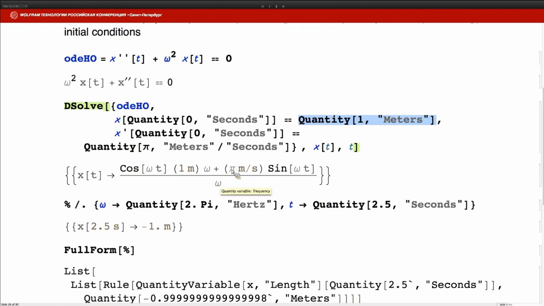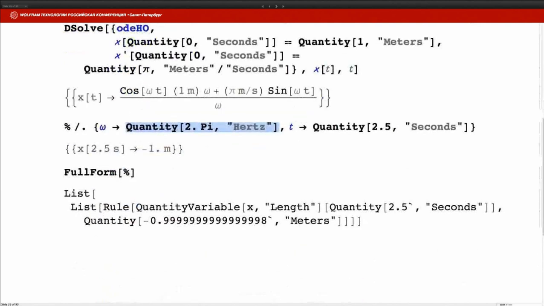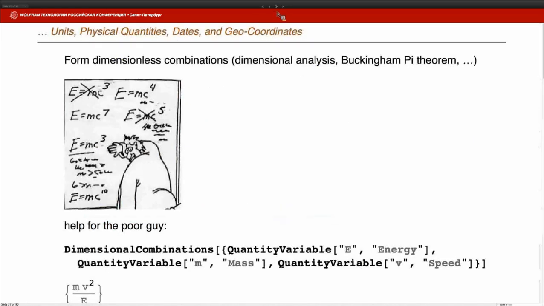And I can actually solve this, and I get a very nice result, fully dimensioned, and say I then plug in a concrete value for the frequency and for the time, and I get an explicit result directly in meters. So that's a very nice functionality, and you see there's no cheating. There's a quantity variable on the left and there is a quantity on the right.